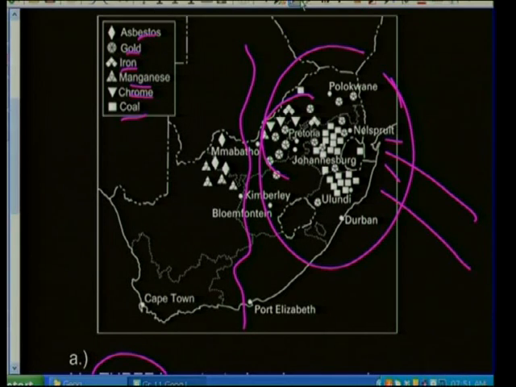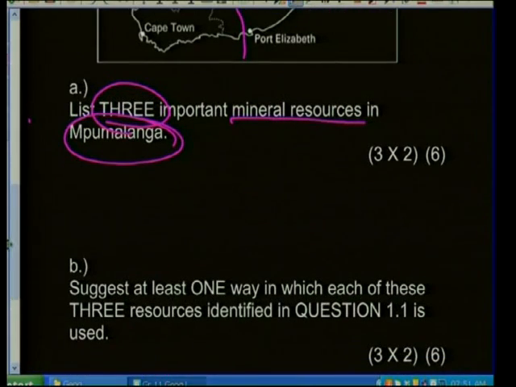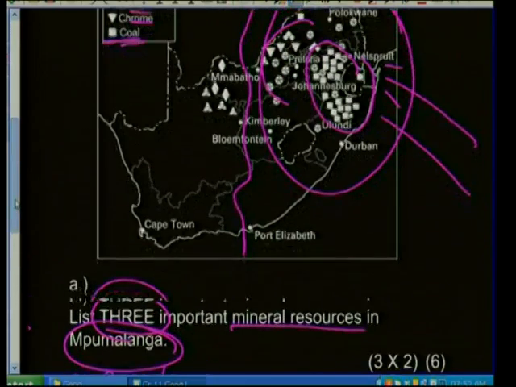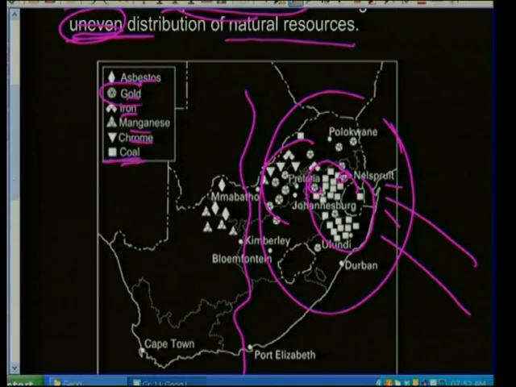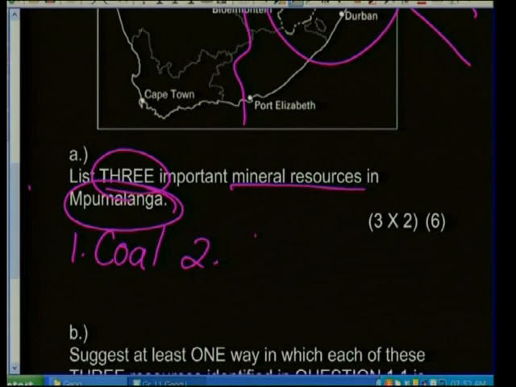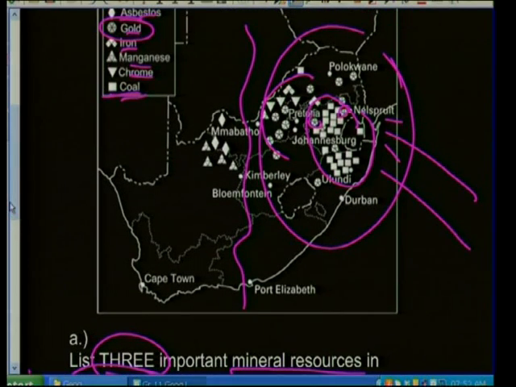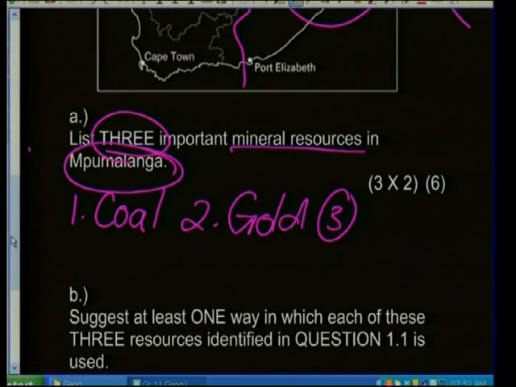That in Mpumalanga, there's a large concentration of coal. So our first answer, coal. The second largest concentration of minerals in Mpumalanga, note the following, and that would be gold. And amongst other resources in Mpumalanga, we also see that there are aspects of manganese and chrome. You can choose any one of the two.